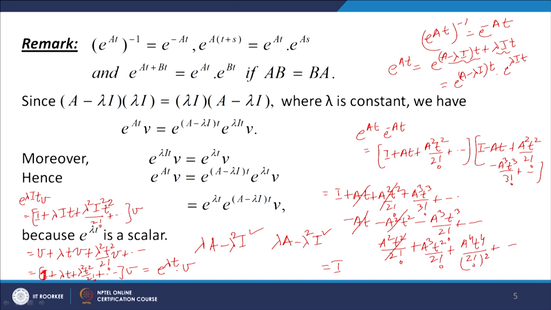So, we can write it outside this matrix, e to the power lambda t into e to the power (A minus lambda I) t times b. Okay. So, ultimately what we have is e to the power A t b is equal to e to the power lambda t into e to the power (A minus lambda I) t into b.